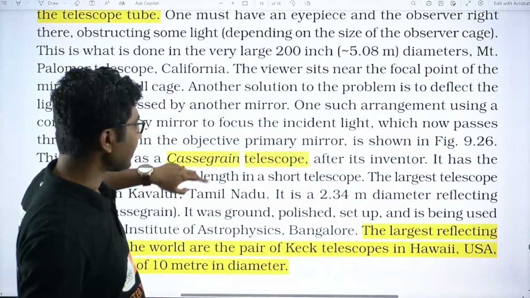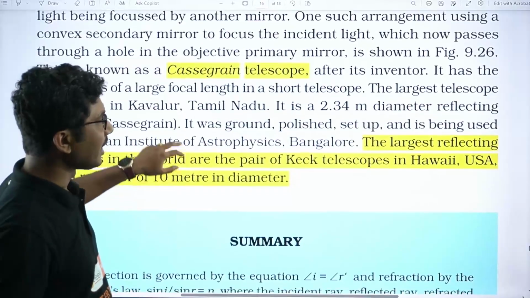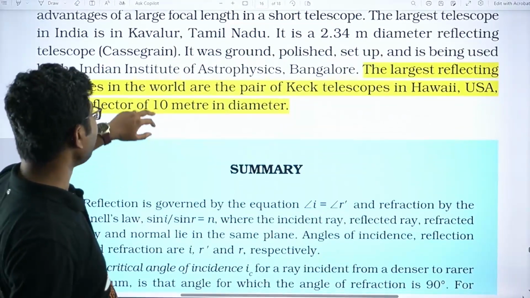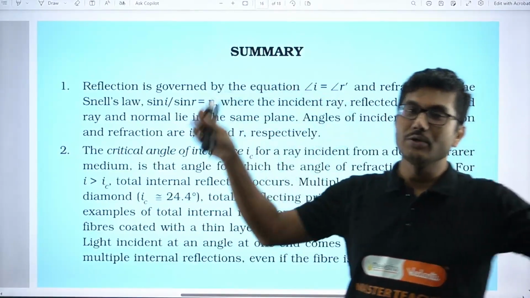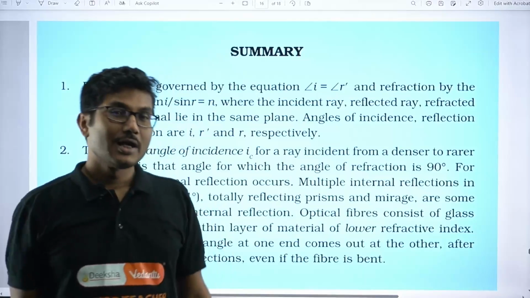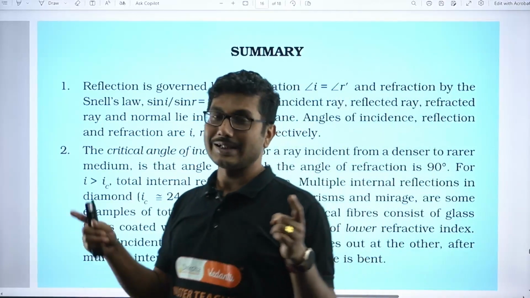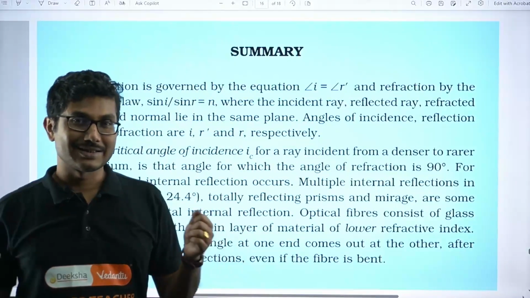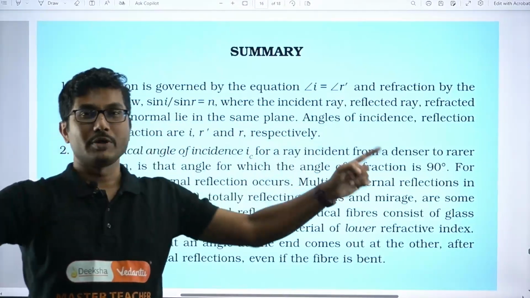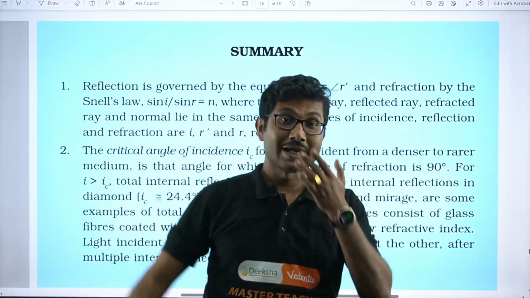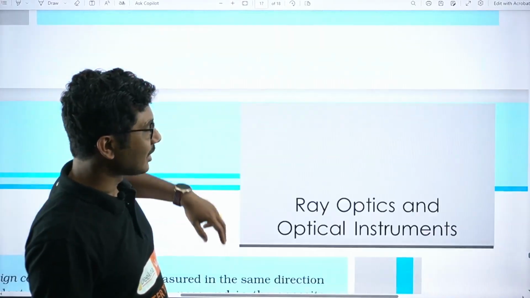They have mentioned that the largest reflecting telescope in the world is a pair of Keck telescopes in Hawaii, USA, which is a reflector 10 meters in diameter. You can imagine it is a very huge telescope. Think of the 1 meter scale you used in your laboratory to measure distances; the diameter is 10 times that distance. You would have to draw a circle to understand its size. Even a 5 meter telescope is considered huge.